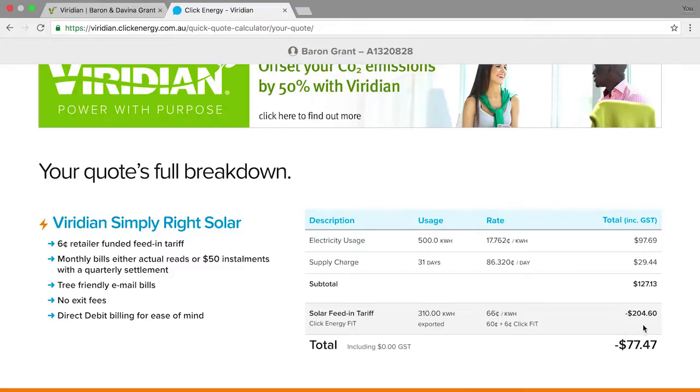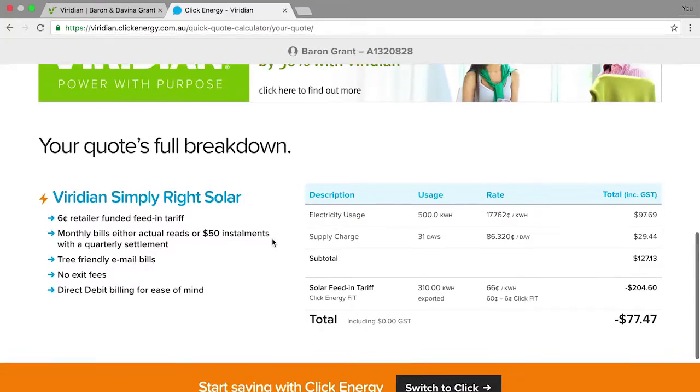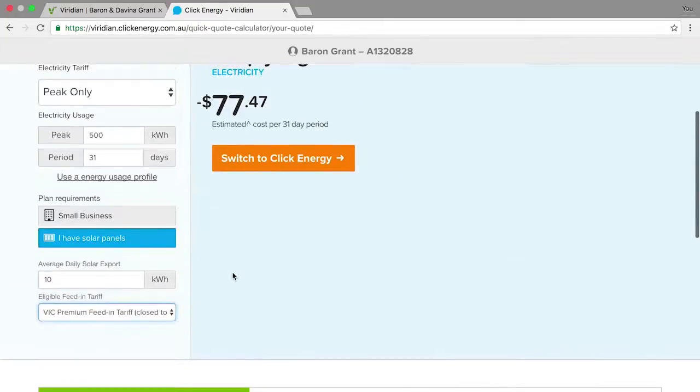So as you can see here, it's a much bigger credit they're receiving with a much smaller bill again. Now, customers might ask, what can I do to get myself onto the premium feed-in tariff or the transitional feed-in tariff? Unfortunately, the answer is nothing. There is nothing they can do to get on it. Those schemes have now closed and cannot be reopened. So a customer is on whatever scheme they are currently on, and that cannot change in the future.